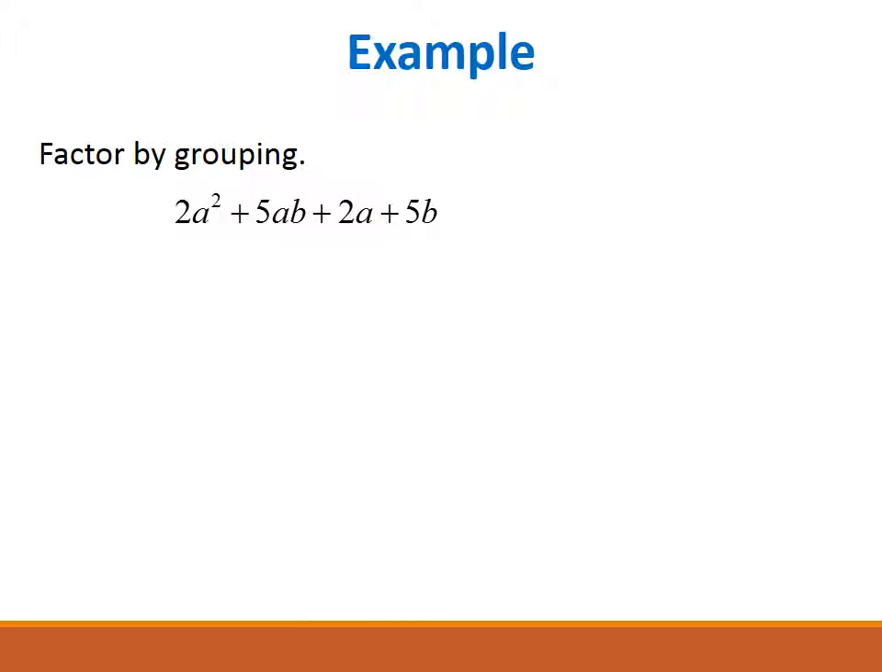Another example, we split the problem down the middle. In this example, the only thing that is common to 2a squared and 5ab is simply the letter a. So that is my greatest common factor. I divide the a out of both the first and second terms. That will leave 2a plus 5b, noticing that the a canceled completely where the 5b had occurred.